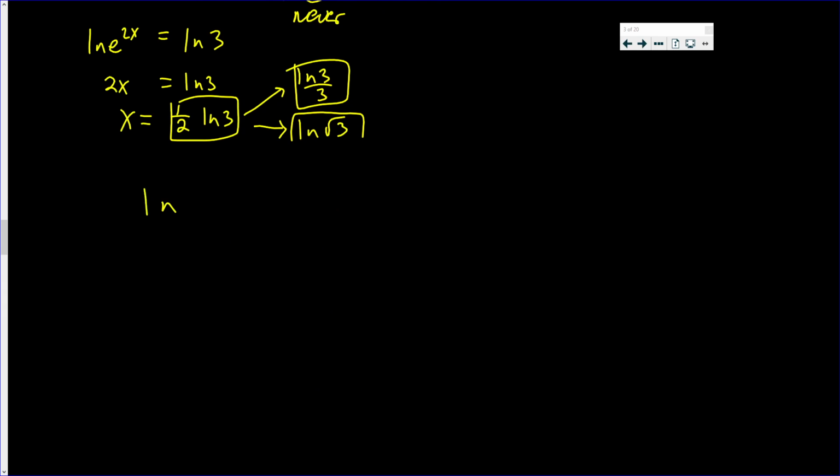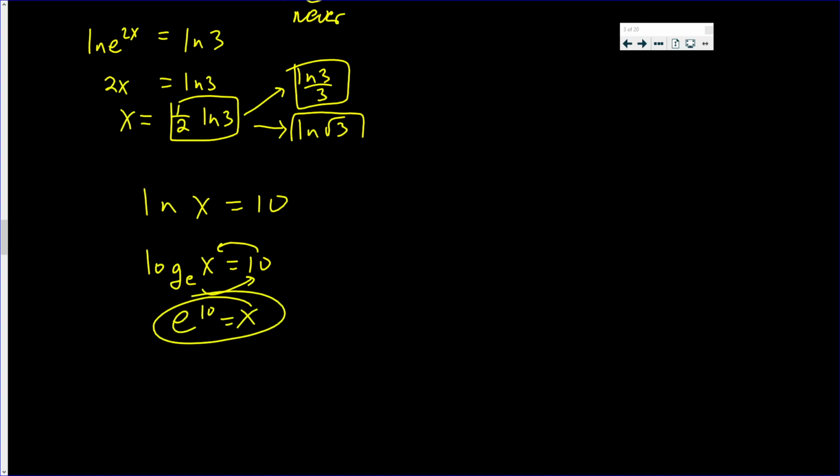If you have ln of x is 10, this is very easy. This means log base e of x is 10, so e to the 10 is x. e to the 10 is x. And I found out what x equals. It's e to the 10. Likewise, if I told you log x is 3, remember there's an understood 10 there. So 10 cubed, 1,000, is equal to x. So that one is done.